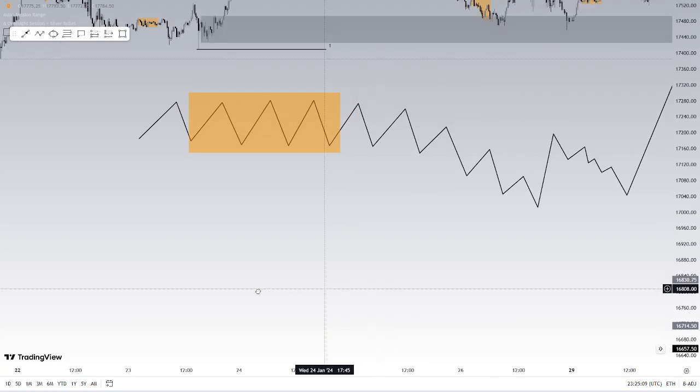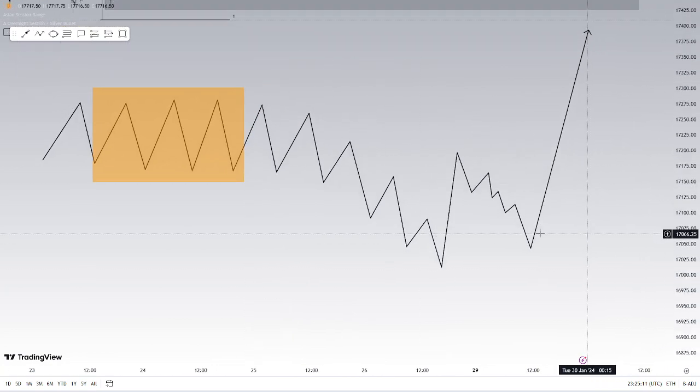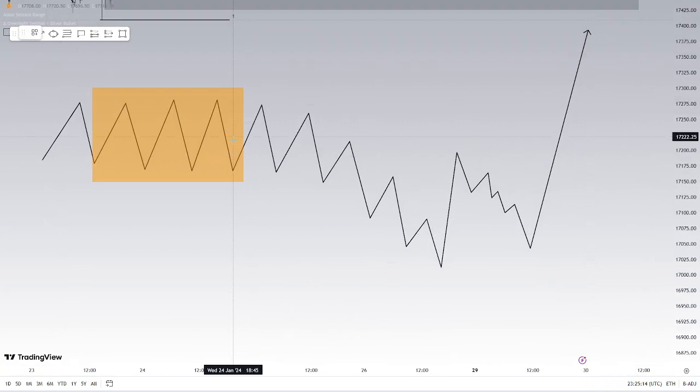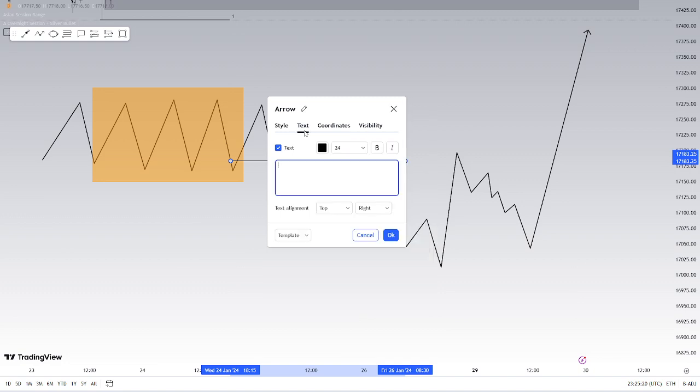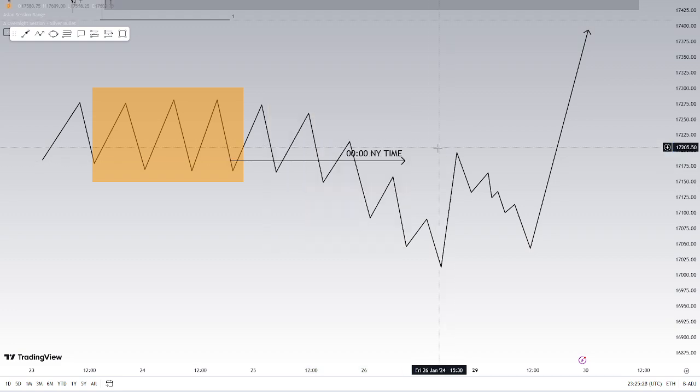IPDA is the interbank price delivery algorithm, and IPDA is like an algorithm that resets its price at midnight New York time every single day. So this is midnight New York time, right? And essentially, this is something that's non-negotiable. It happens every single day because time is time, right? It's going to be New York midnight everywhere around the world. It doesn't matter where you are. New York midnight time happens for everybody at the same time.